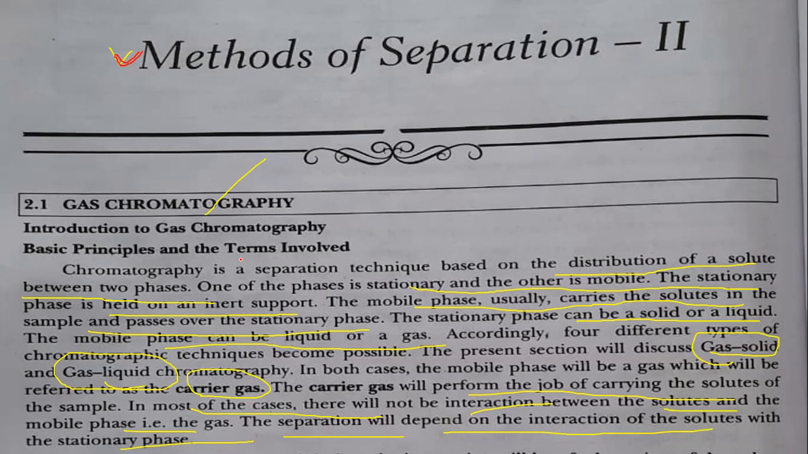As we know, there is a stationary phase. The stationary phase may be solid or liquid, but the mobile phase is either liquid or gas. In this topic, we are going to focus on gas solid and gas liquid chromatography. Gas is a carrier of the component, and solid or liquid are the supporter of the component. So in this way, we are going to study all the topics.